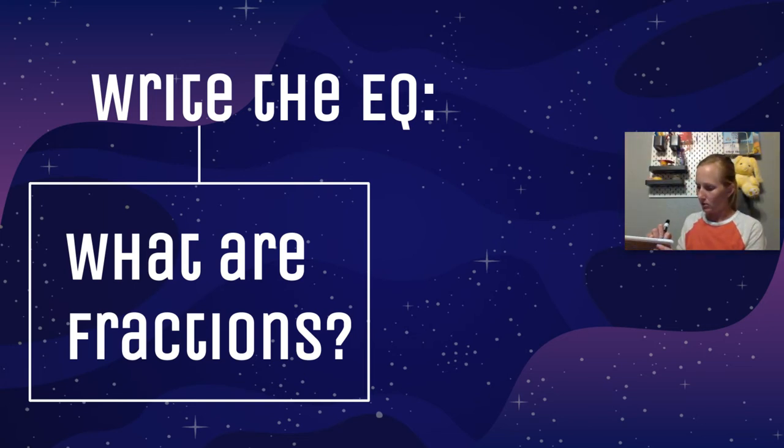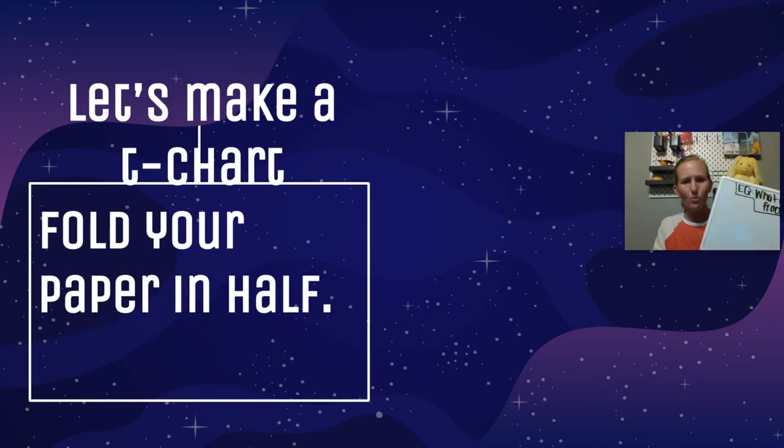All right, I'm going to make a border. Remember, you can be creative and make your own border for your EQ. All right, next. What are fractions? Make sure you got that on there. All right, moving on. Pause the video if you need extra time to write. We're going to make a T-chart. You're going to fold your paper in half. Oh, wait, I have a whiteboard. I'm not folding in half. I'm going to draw a line, but you can fold your paper right in half.